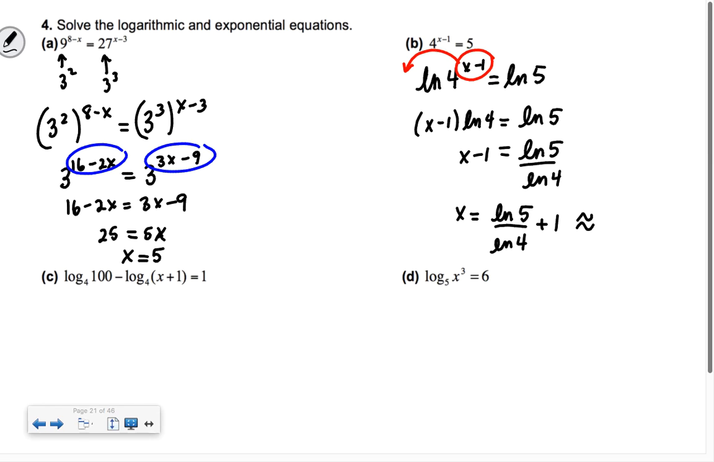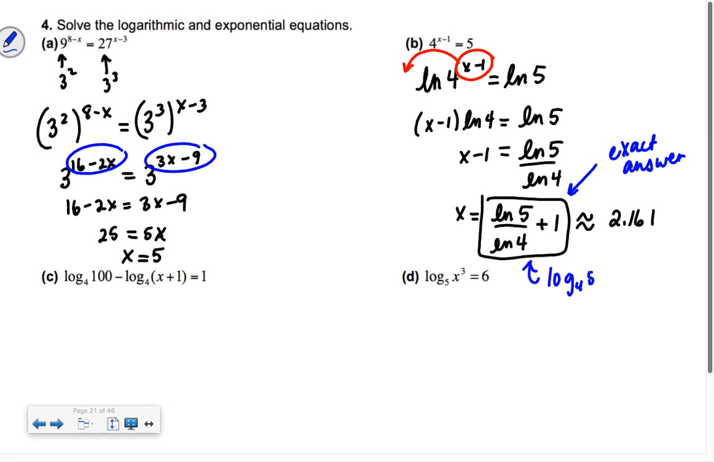I did that for just long. That's fine. You can do that. So I think on your homework I asked you to write the exact answer and the approximation. So this is the exact answer. And the approximation would be 2.161. So if I say exact answer, that's what it is. Would it be okay if we had 1 plus log base 4 of 5? Yeah, you could also have log base 4 of 5 plus 1. That would be the same thing. Yep.